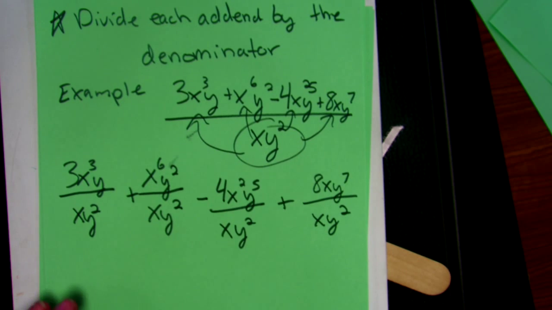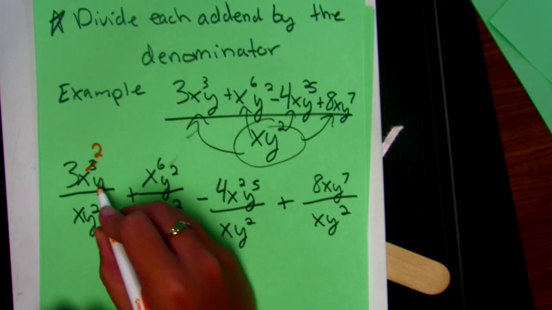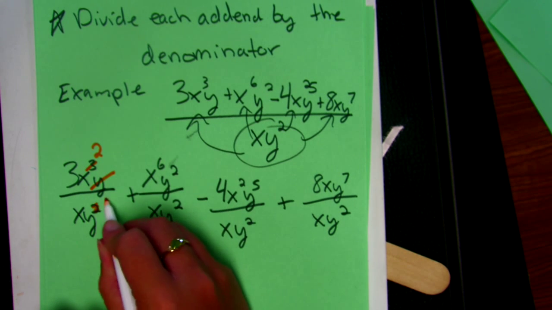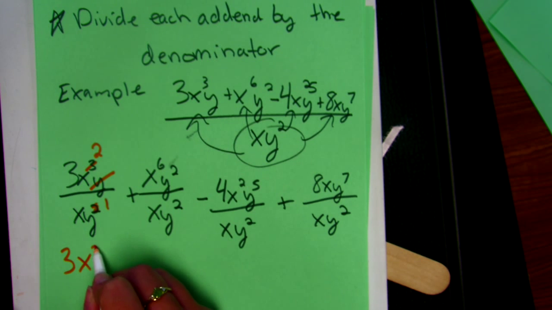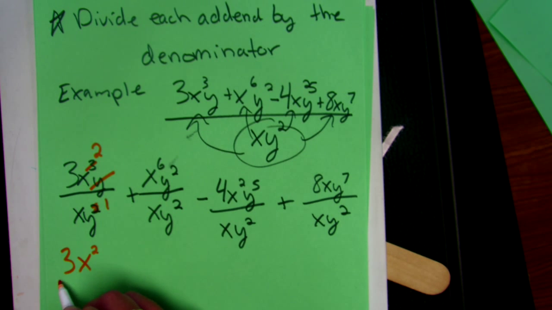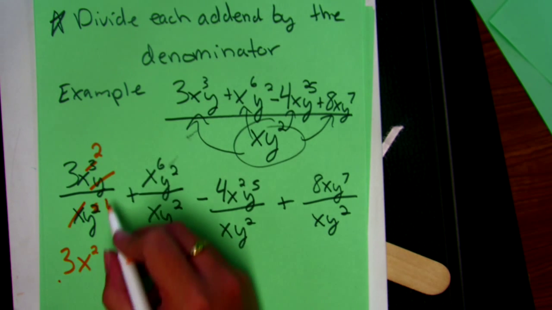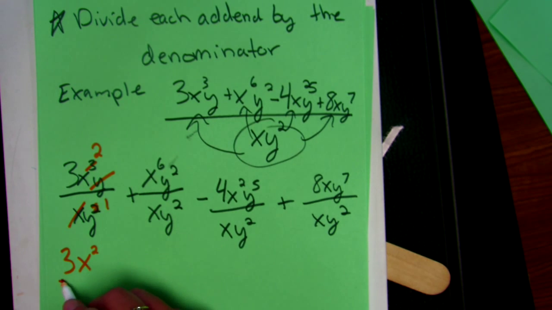So now we simplify. This x cancels one of those x's, leaving us x squared. This y cancels one of those y's. So now we've got 3x squared over y.